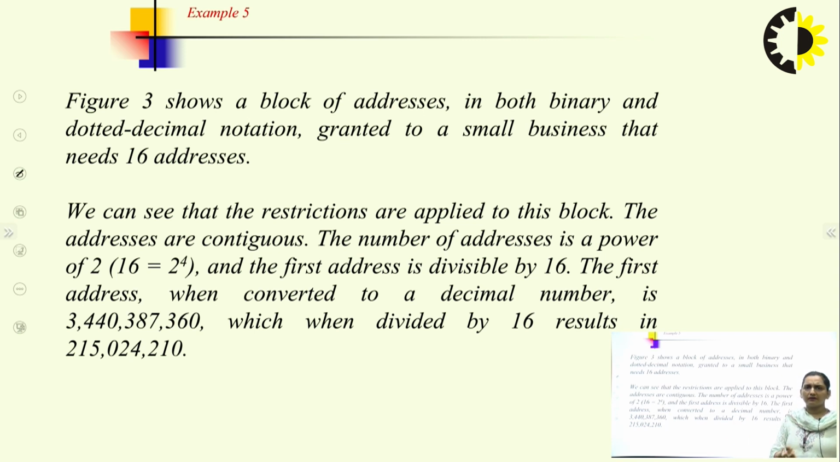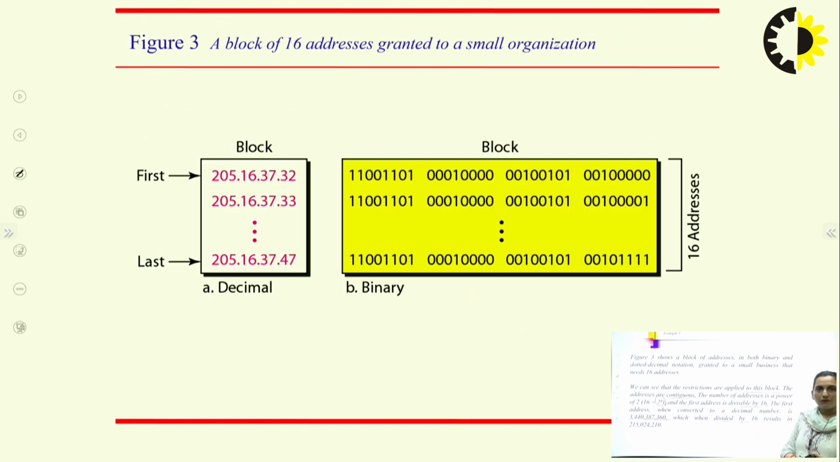So you have to assign the IP addresses to me. This is a question where I am a small organization with a small business, and we need only 16 addresses. So how can we do it? We will have to restrict the block. How can we restrict it? If we are assigning 1 2 3 4 5 up to 16 continuously, that is 2 raised to the power 4, and the first address has to be divisible by 16. So this is the first approach.